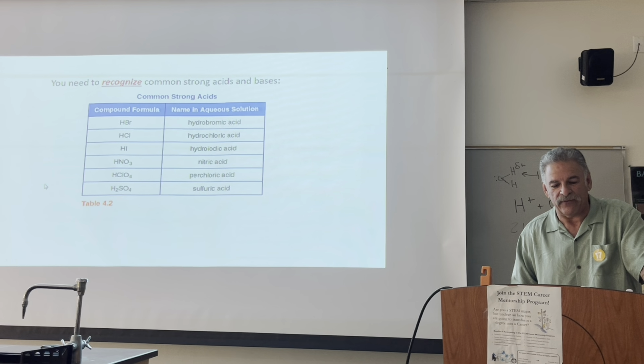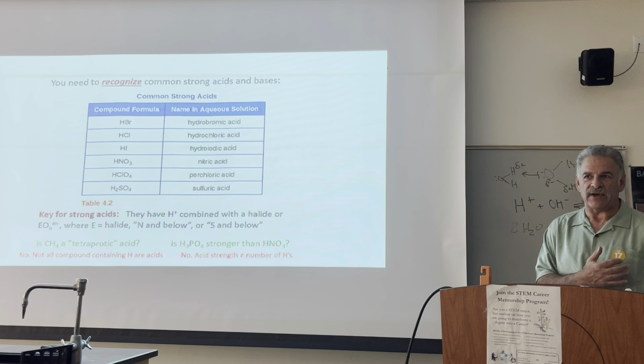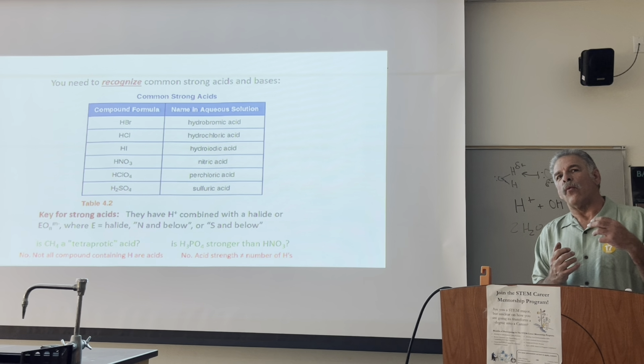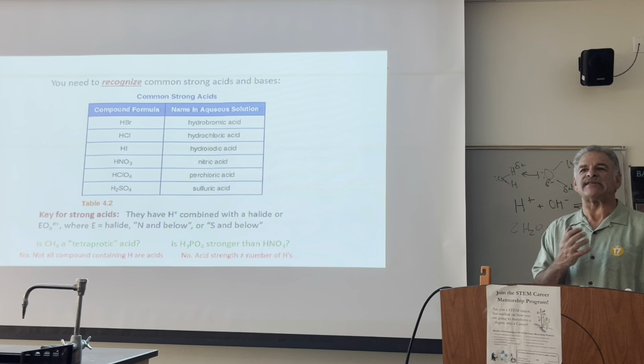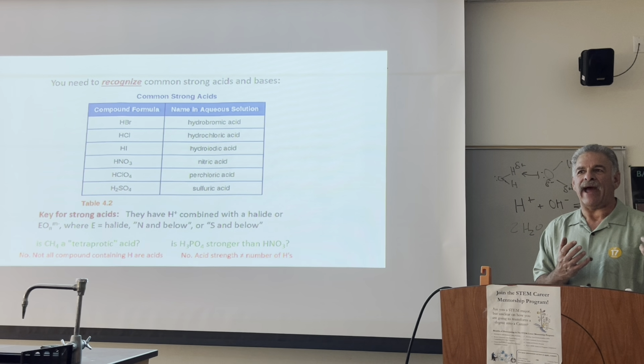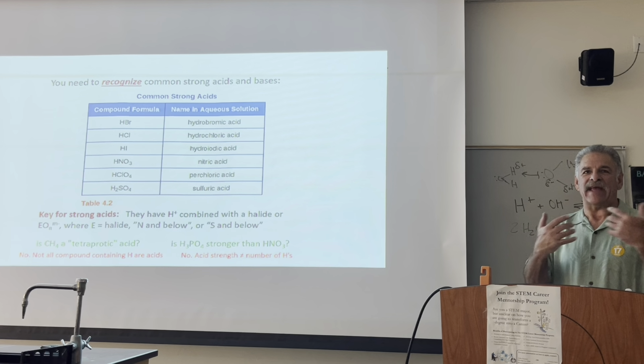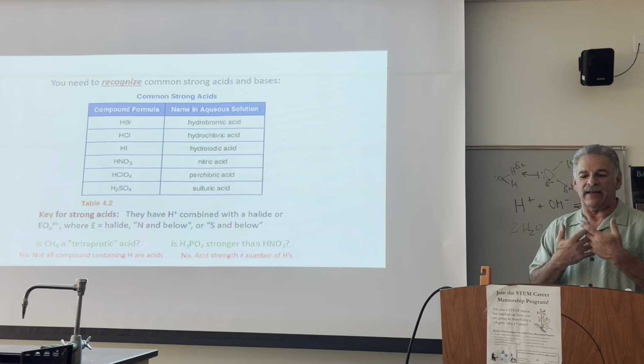Just because I can deliver, or I'm a triprotic acid, doesn't mean I'm a stronger acid than one that delivers one proton. What's more important is how accessible is that proton? How easily does it come off? What's the energy between the acids? And that's why nitric acid is especially strong, because nitrates are especially soluble.